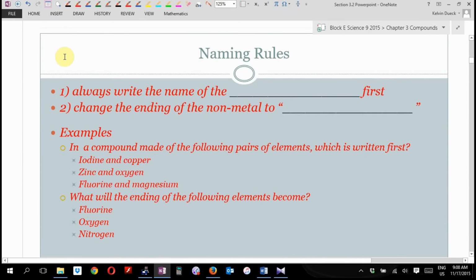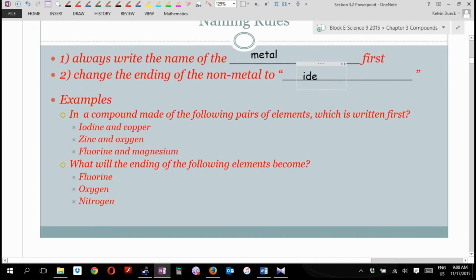So, always write the naming rules. This is probably what I had. Always write the name of the metal first, and always change the ending of the non-metal to "ide." Do I have these examples in your notes? You know what, Mr. Duff, why don't you get a copy of the notes so you can kind of see what you gave her? That would make more sense.